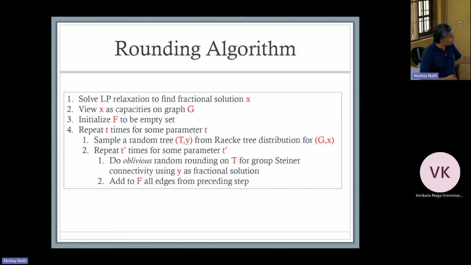And then, once you sample that, you do some oblivious rounding, which is kind of like blind rounding. When I say oblivious, it doesn't pay any attention to what it's doing, in the sense that it's not looking at what it's trying to connect. There's a simple oblivious rounding for group Steiner forest using these capacities given by the Rice-Catley. And you add the edges to the solution, and you repeat it several times. It's like a set cover rounding algorithm, but using the Rice-Catley distribution.